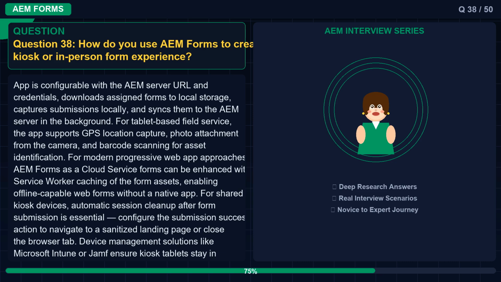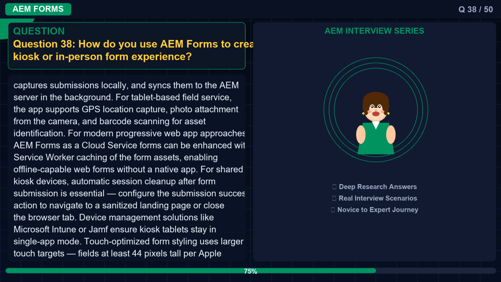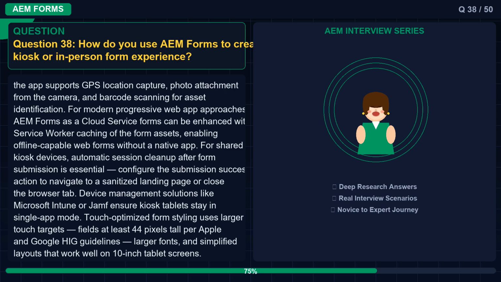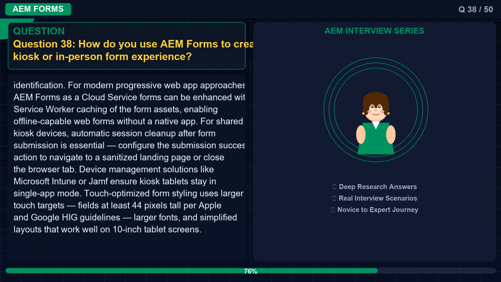For shared kiosk devices, automatic session cleanup after form submission is essential. Configure the submission success action to navigate to a sanitized landing page or close the browser tab. Device management solutions like Microsoft Intune or Jamf ensure kiosk tablets stay in single app mode. Touch-optimized form styling uses larger touch targets, fields at least 44 pixels tall per Apple and Google HIG guidelines, larger fonts, and simplified layouts that work well on 10-inch tablet screens.